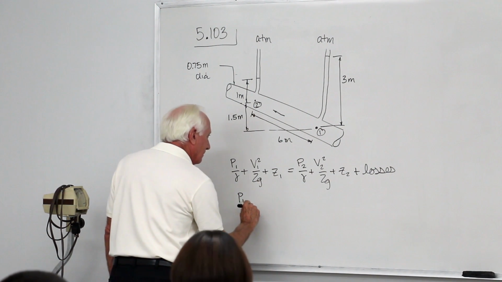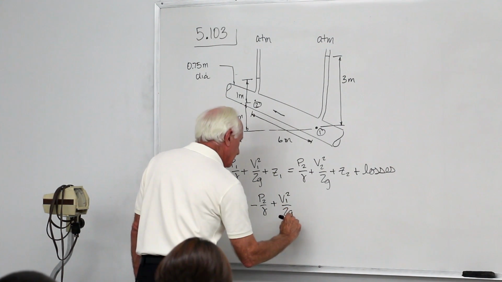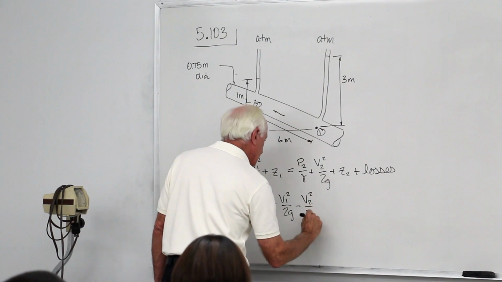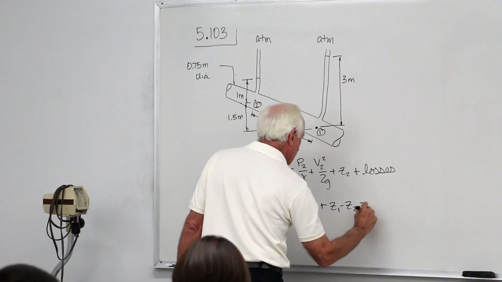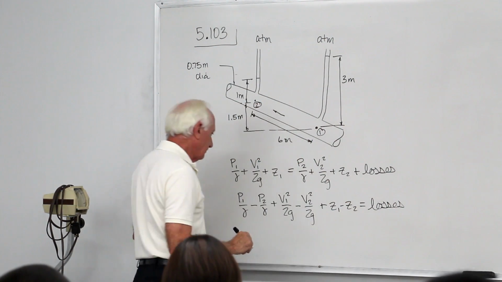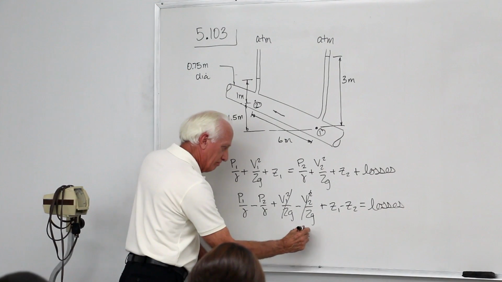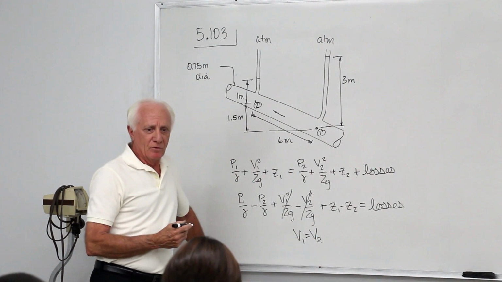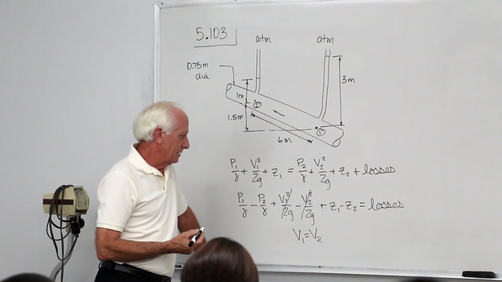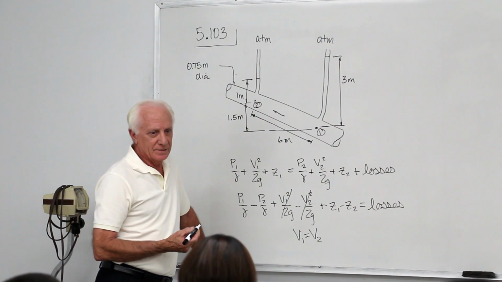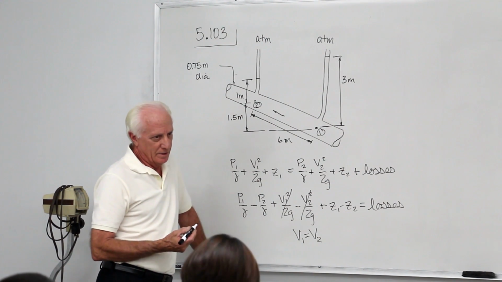P1 over gamma minus P2 over gamma plus V1 squared over 2g minus V2 squared over 2g plus Z1 minus Z2 equals losses. First of all, V1 equals V2. Okay, so why? Let's see, momentum equation? No, of course not. Momentum's for forces. Continuity? Oh, of course it is. Steady state? Yeah. Incompressible? Yeah.